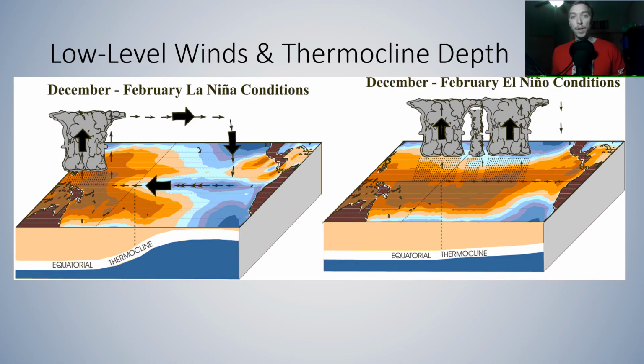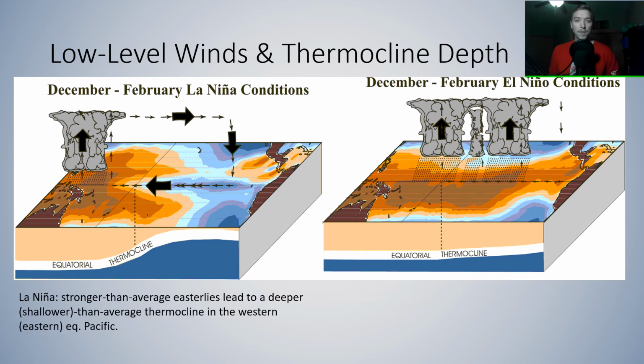Looking at low-level winds and thermocline depth, just to put these side by side, we've already looked at these before. During La Nina events, we have stronger than average easterlies that lead to a deeper, shallower than average thermocline in the western Pacific.